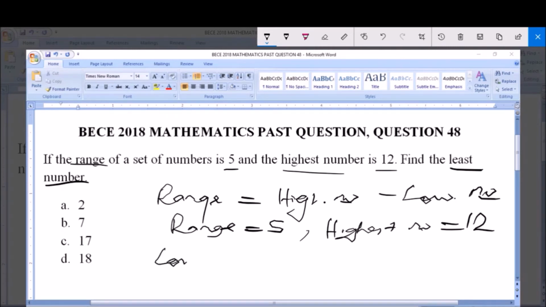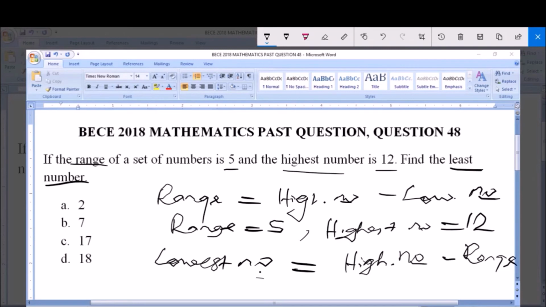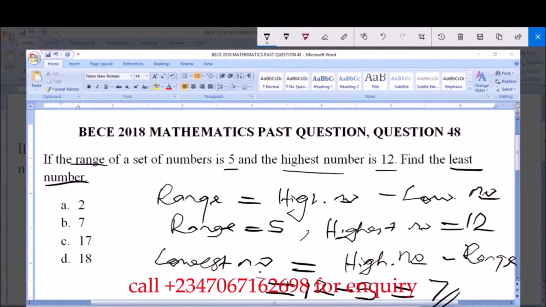So the lowest number is equal to the highest number minus the range. And so we have that what? This is equal to, the highest number is 12. This is equal to 12 minus 5. And this will give us what? 7. So therefore the lowest number is 7. That's the least number is 7.